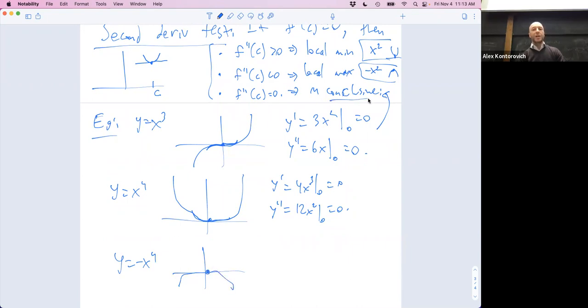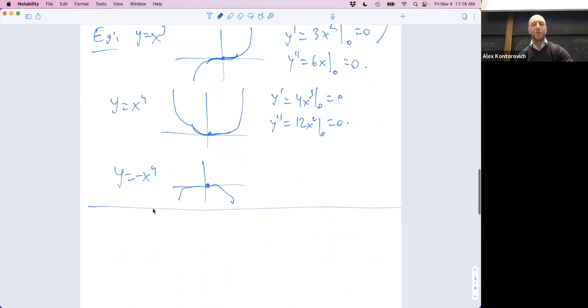So really inconclusive. It may be a local max, you just can't tell. It may be a local min, you just can't tell. It may be neither. The second derivative test tells you nothing if the second derivative doesn't have a sign. With these caveats, you can graph all kinds of things without a calculator. So let's try a couple of graphs.